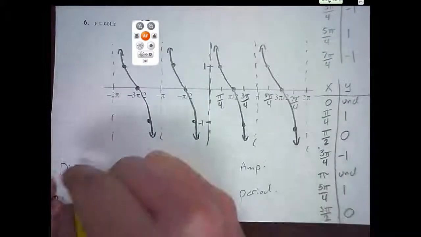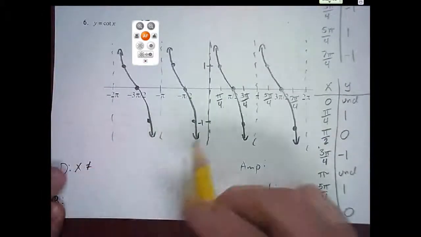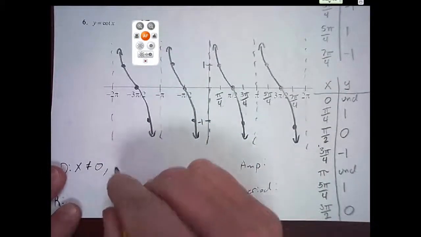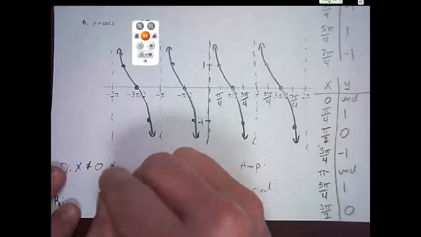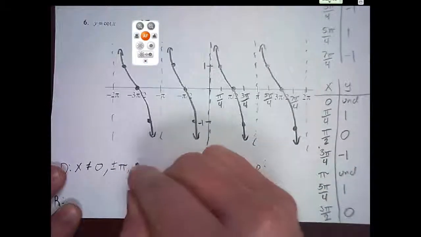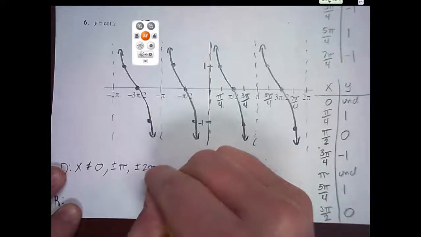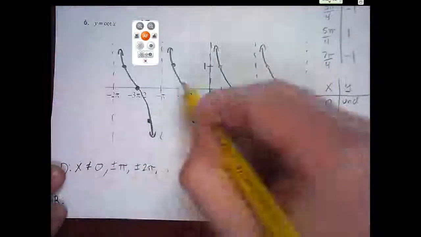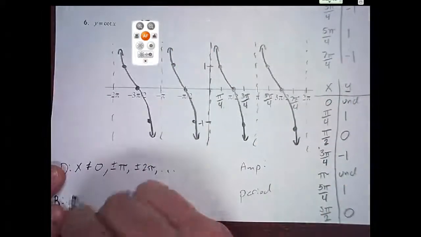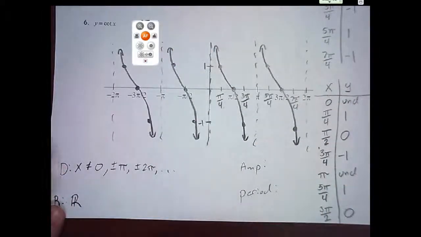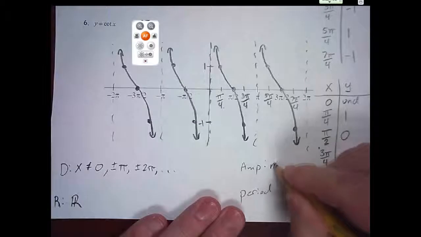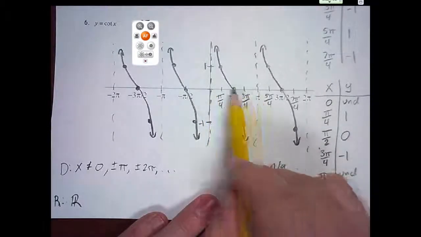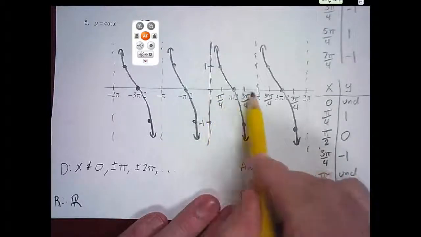Okay, domain. Again, x cannot equal my asymptote, so 0. Now I don't need a plus and minus with 0. Okay, plus and minus pi, comma, plus and minus 2 pi, comma, dot, dot, dot. Range again, down forever, up forever, so that's all real numbers. Amplitude, NA, not a wave. Period, you can really see that it's just pi on this one because it goes from 0 to pi.